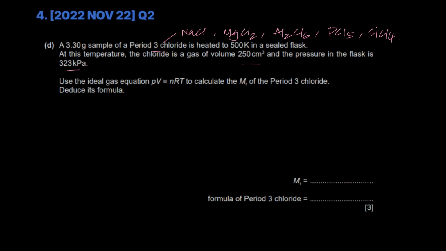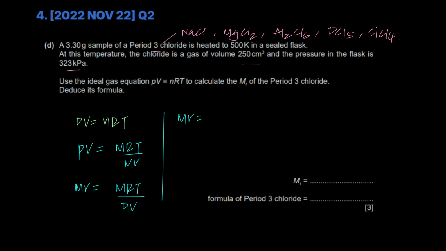So PV equals nRT, and I'm going to manipulate this equation, which is PV equals, instead of n, mass RT divided by MR, and then MR equals mRT divided by PV. And what is the MR? Let's calculate it. Pressure is given to me, which is 323 kilopascals, and kilo literally means 10 raised to the power 3. So 323 into 10 raised to the power 3, into volume. Volume is in centimeter cube, converted into meter cube, which is multiplied by 10 raised to the power minus 6, and we did this, right?